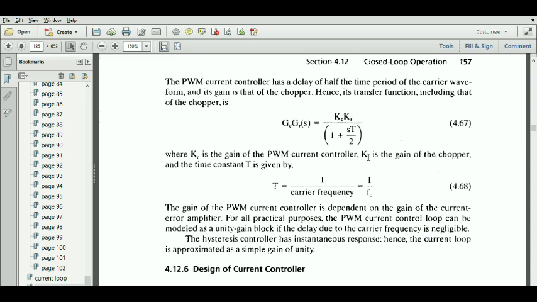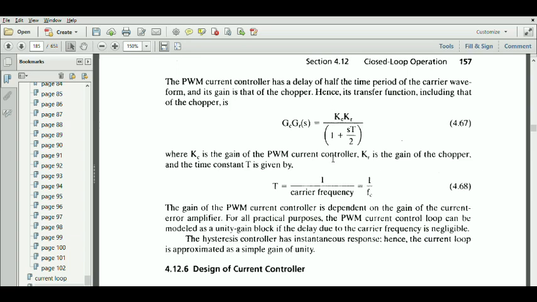For all practical purposes, the PWM current control loop can be modeled as a unity gain block if the delay due to the carrier frequency is negligible. If this delay is negligible, then you can take it as a unity gain block, that is, your gain is just 1. And the hysteresis controller has instantaneous response, hence the current loop is approximated as a simple gain of unity.